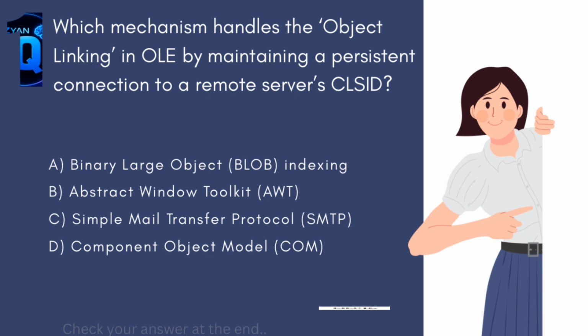COM is a Microsoft technology that enables software components to communicate with each other, often over networks, and it handles the persistent connection to remote objects via their CLSID or class identifier. So, in the context of object linking in OLE, the mechanism that maintains this persistent connection to a remote server's CLSID is the Component Object Model, COM. That's the most accurate choice here, and it ties directly back to our overall theme of understanding how different technologies enable seamless integration and communication between objects and applications.